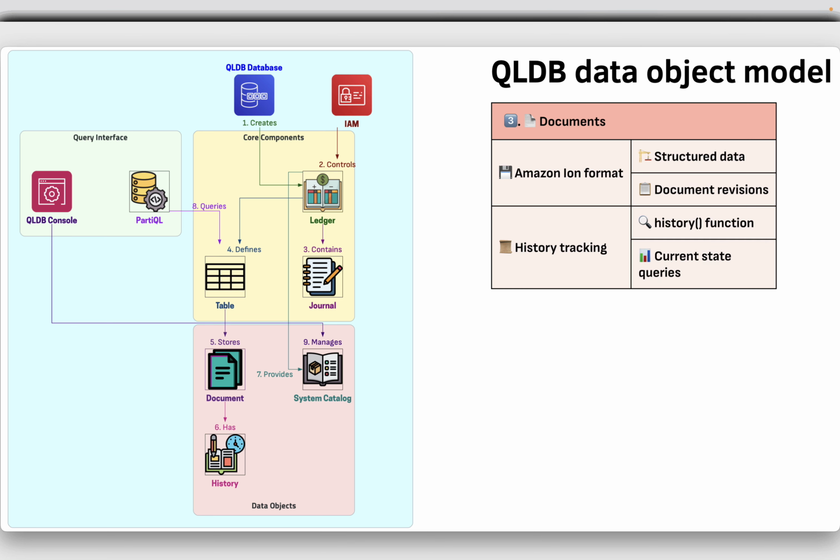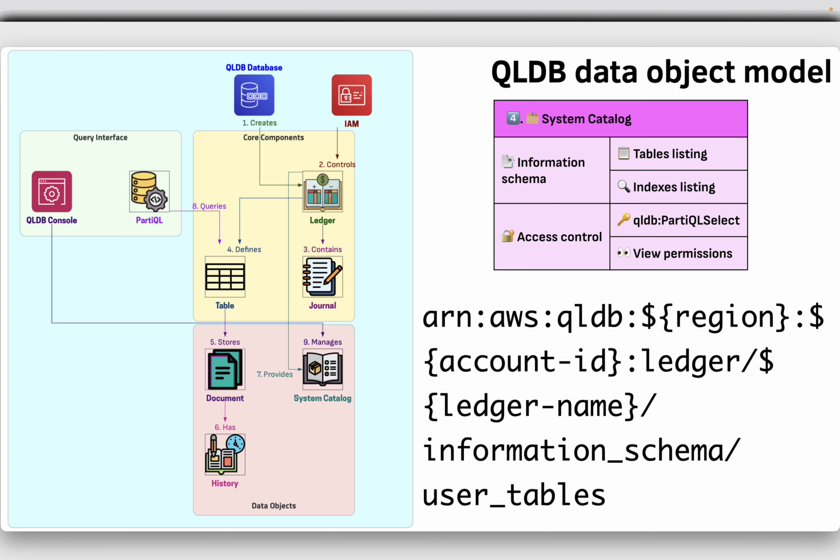Then documents. A table contains revisions of QLDB documents. Documents are data sets in Amazon Ion struct format. QLDB stores the complete history of changes made to your documents, which are accessed using the history function or when querying the current state. And then we have the system catalog.